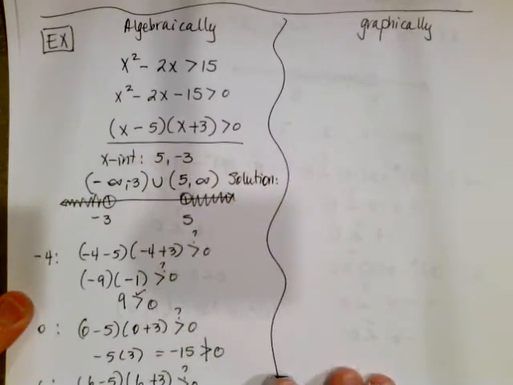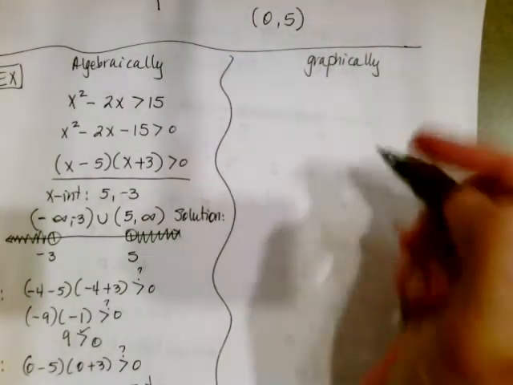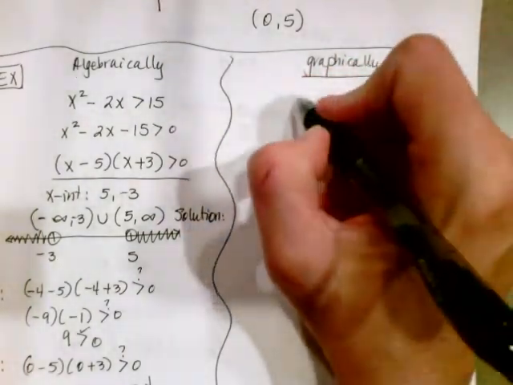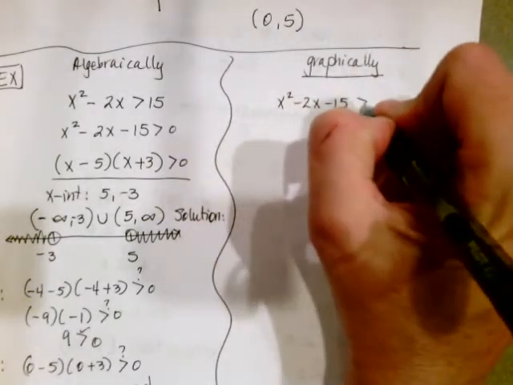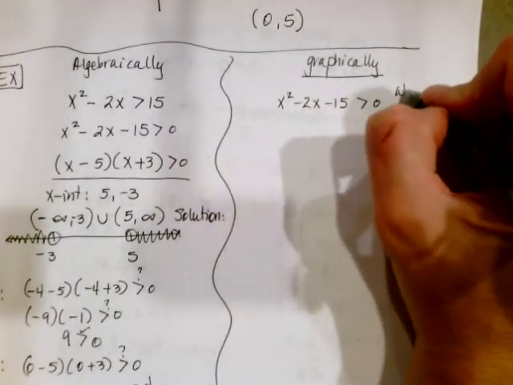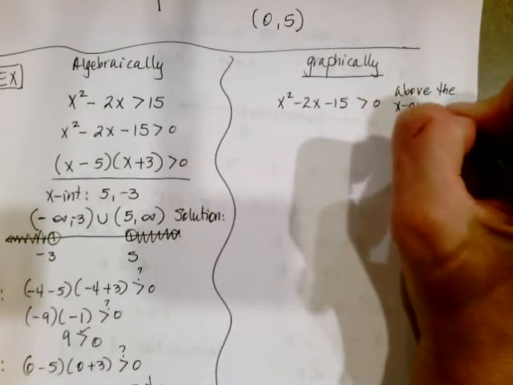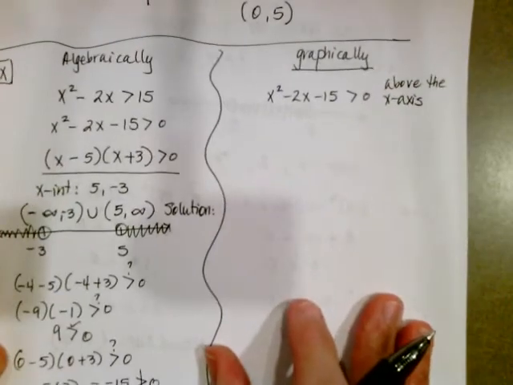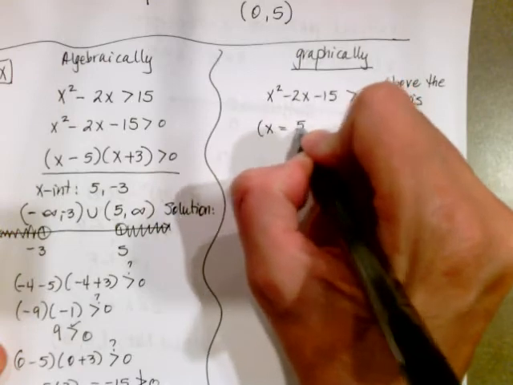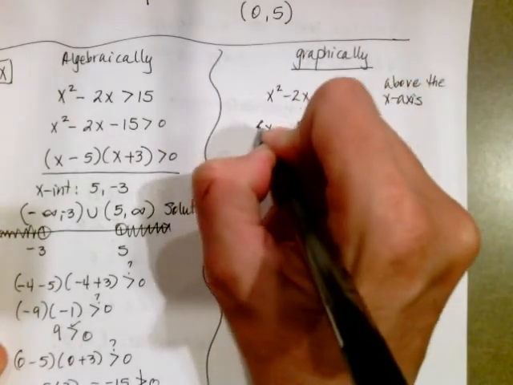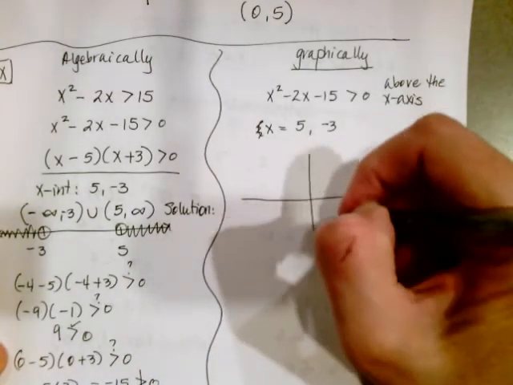Okay. So now let's do this same problem graphically, talking about above and below the x-axis. Okay? So my equation was x squared minus 2x minus 15 is greater than 0, which means that I'm looking for above the x-axis. Okay? All right, so we already found our critical points. We had x is equal to 5 and a negative 3. Okay, so I'm going to go ahead and put that information on my graph.